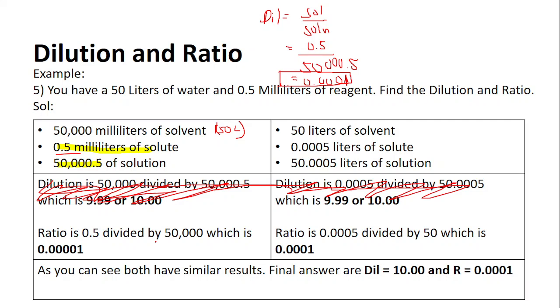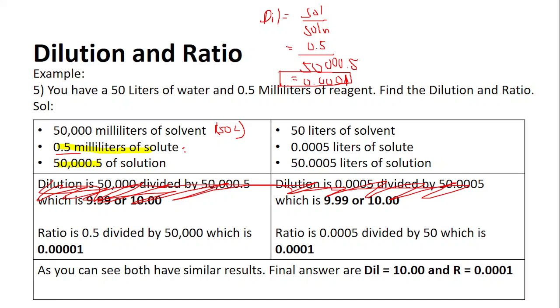Wait lang. Ano kayo namali ako? 0.5 divided by 50,000.005. Wait lang, class. Nalilipong ako. Pati ako, nalilipong gana ako. So, 0.5. Wait lang. Dilution ta is solute over solution. So, solute ta is 0.5.